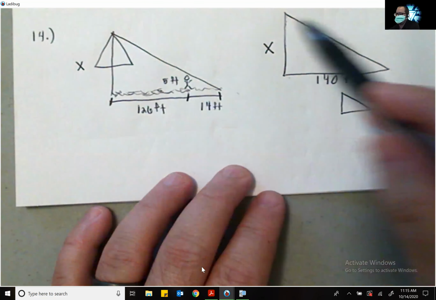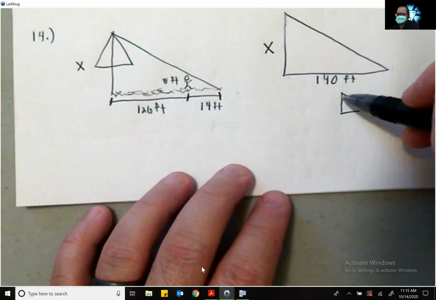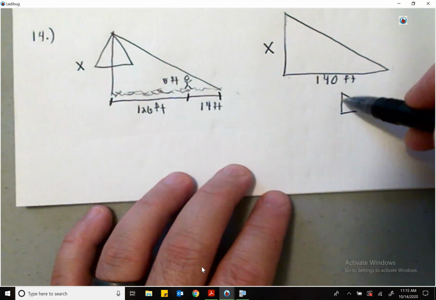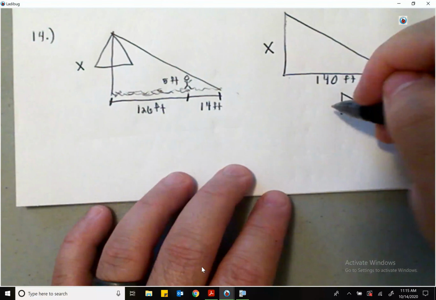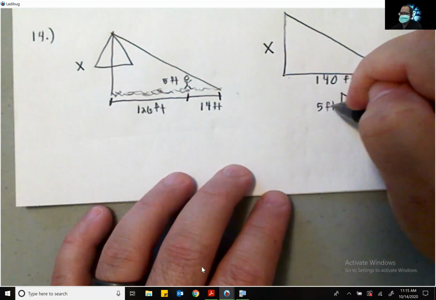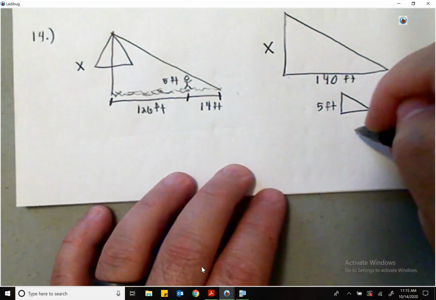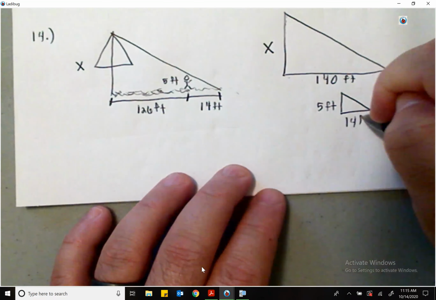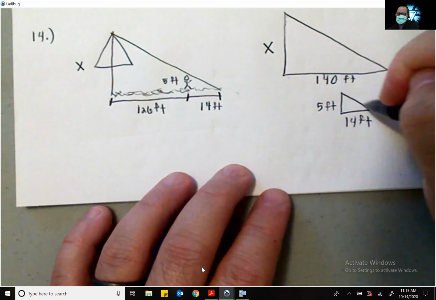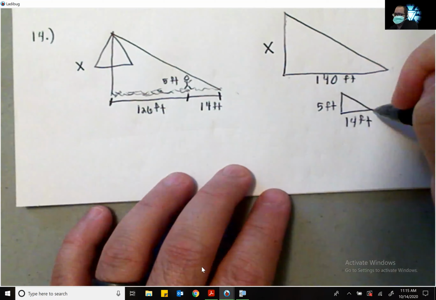Now let's talk about the small triangle. Do we know this length right here? Yes, it's 5. There you go. Do we know this bottom length? It's 14. Mm-hmm. And then obviously we don't know the hypotenuse length because that's right there.